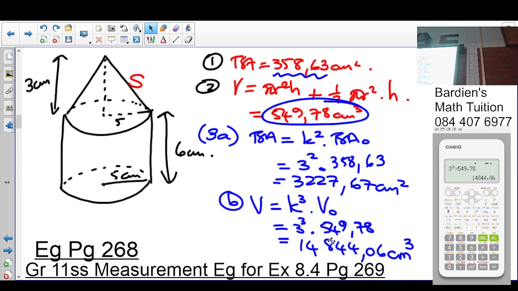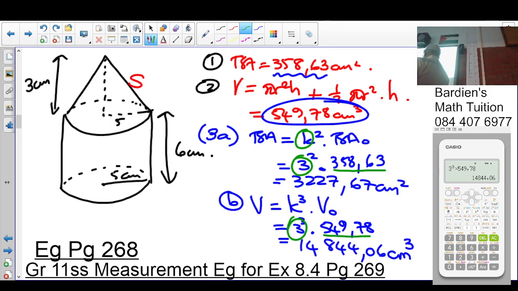Fairly simple, no? What if they said your K factor was 7? Then I would have just said 7 squared times the original surface area. Can you see that? What would the volume have been? 7 cubed times the original volume. What if the K factor was 3 over 2? 1.5 times the original dimensions. Then it's going to be 1.5 squared, and 1.5 cubed for the volume.